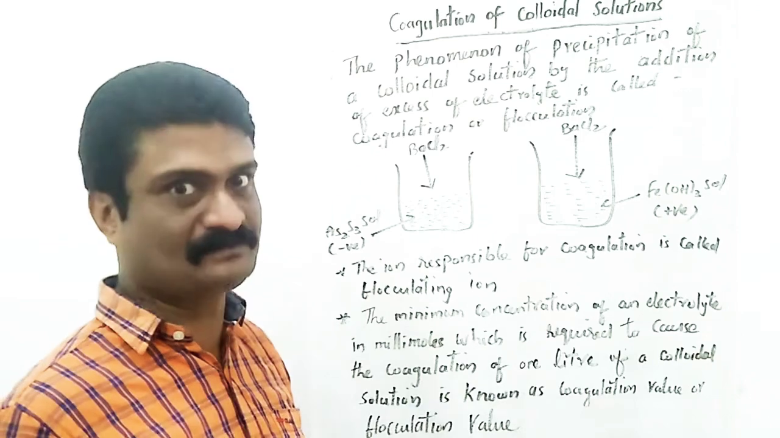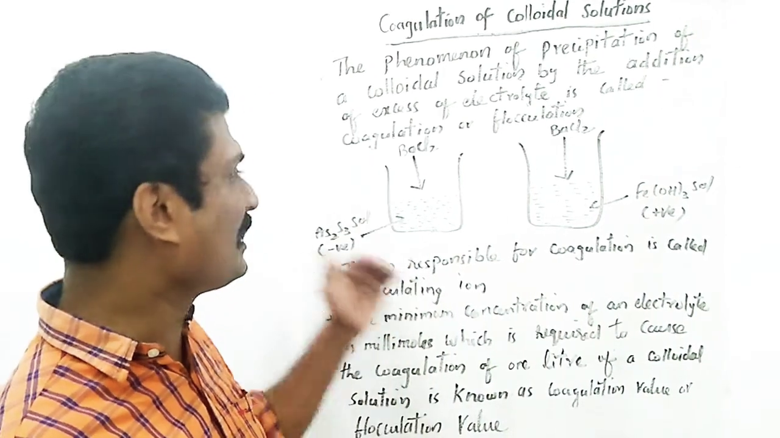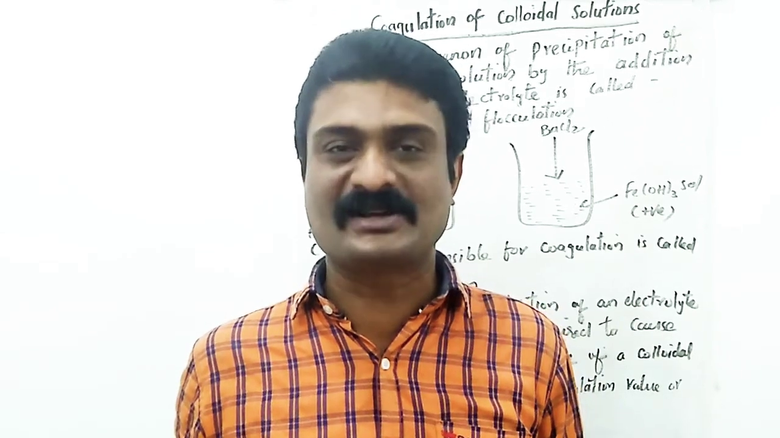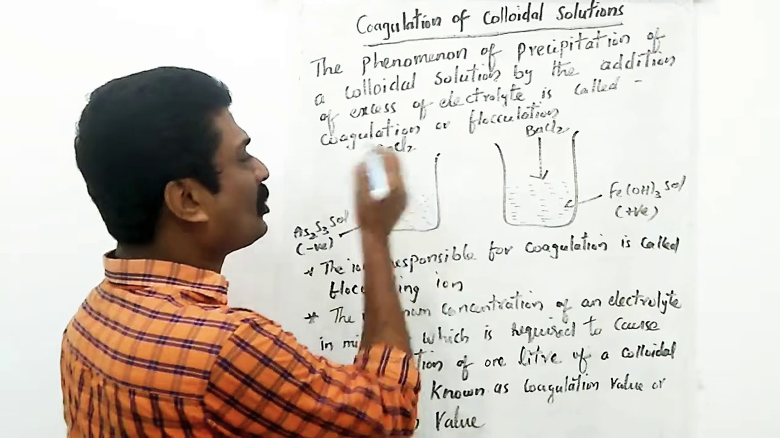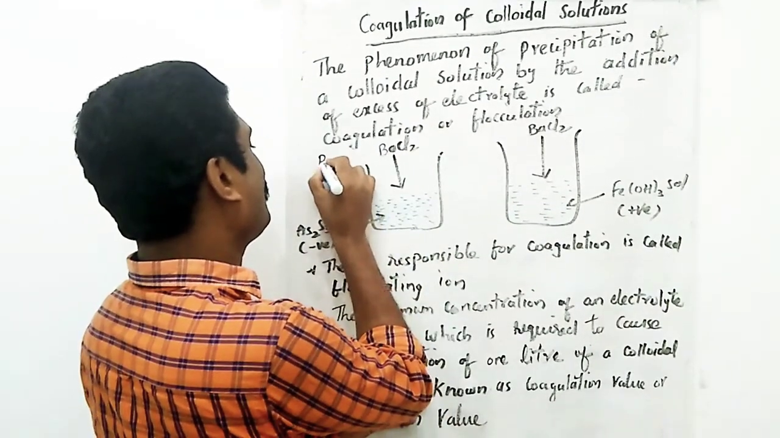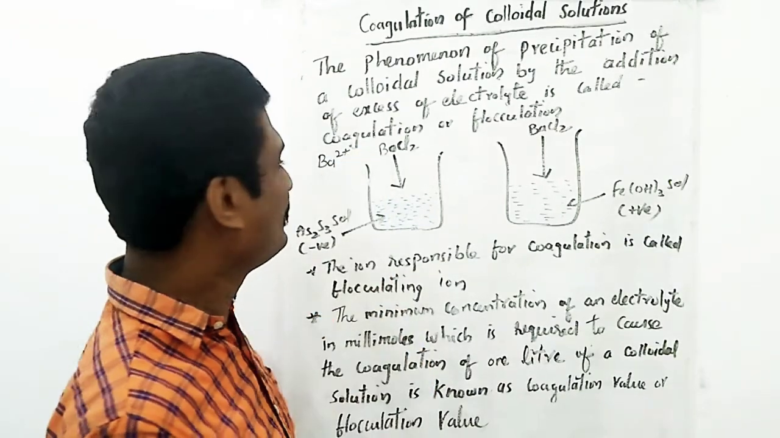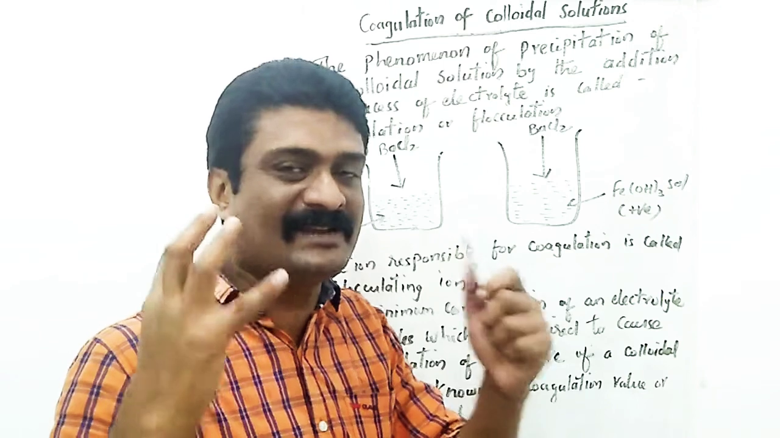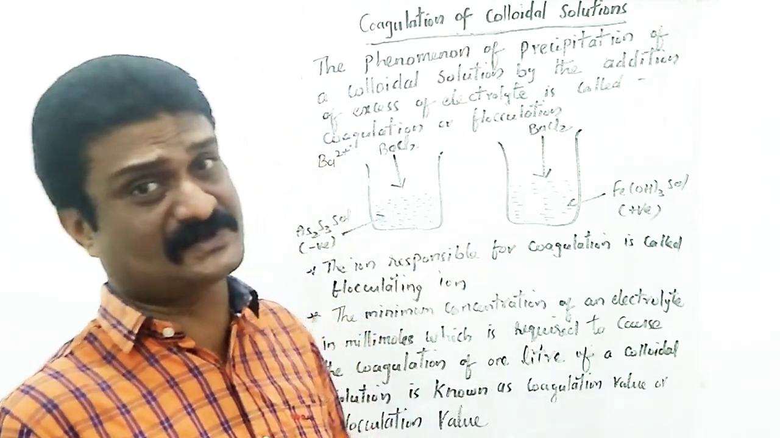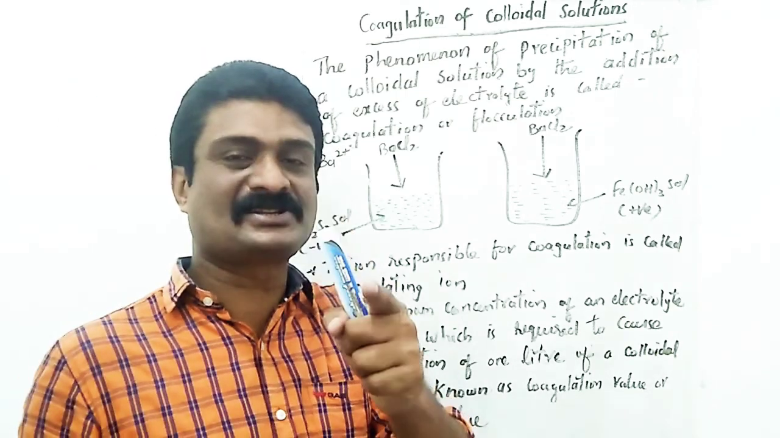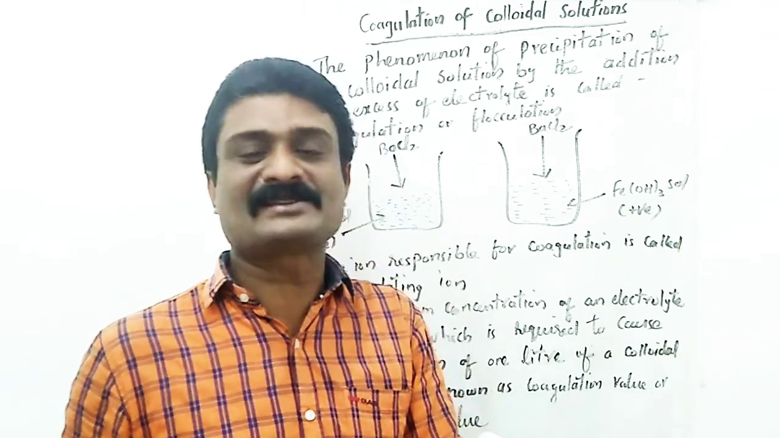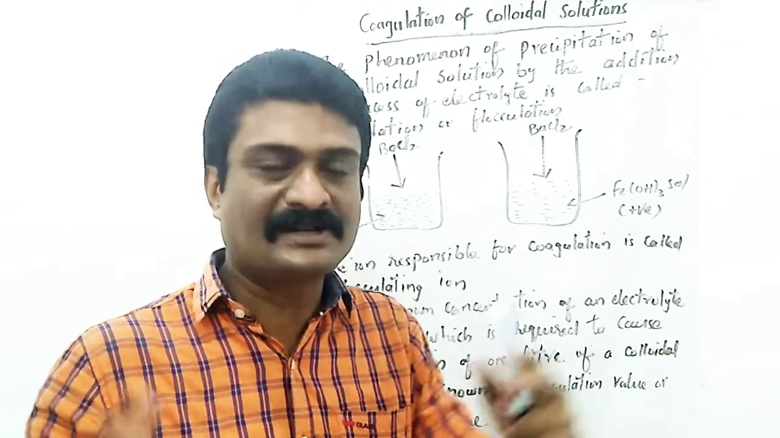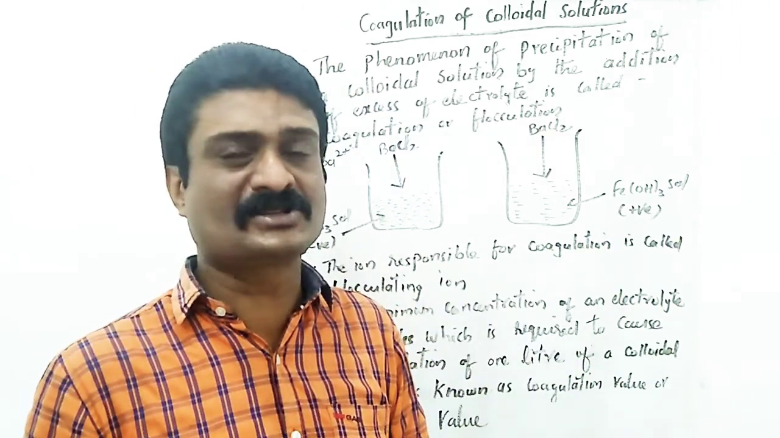Then what is your observation after the addition of the electrolyte barium chloride to negatively charged arsenic sulfide and positively charged ferric hydroxide? The electrolyte barium chloride consists of Ba2+ ions. The Ba2+ ion interacts with negatively charged arsenic sulfide colloidal particles. The charge of the particles becomes neutralized and they undergo aggregation to form bigger particles, that is, precipitate.